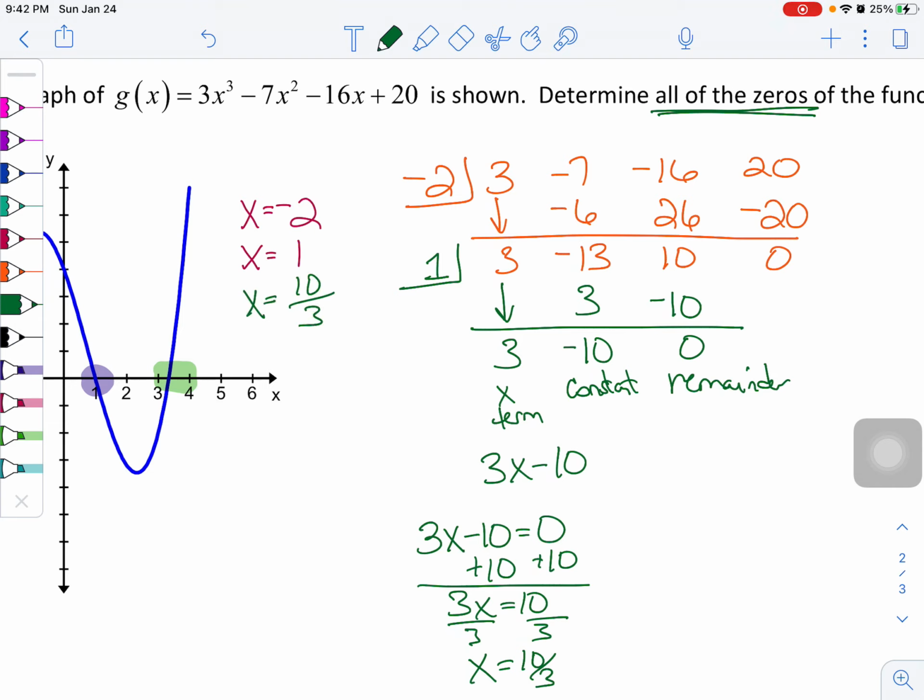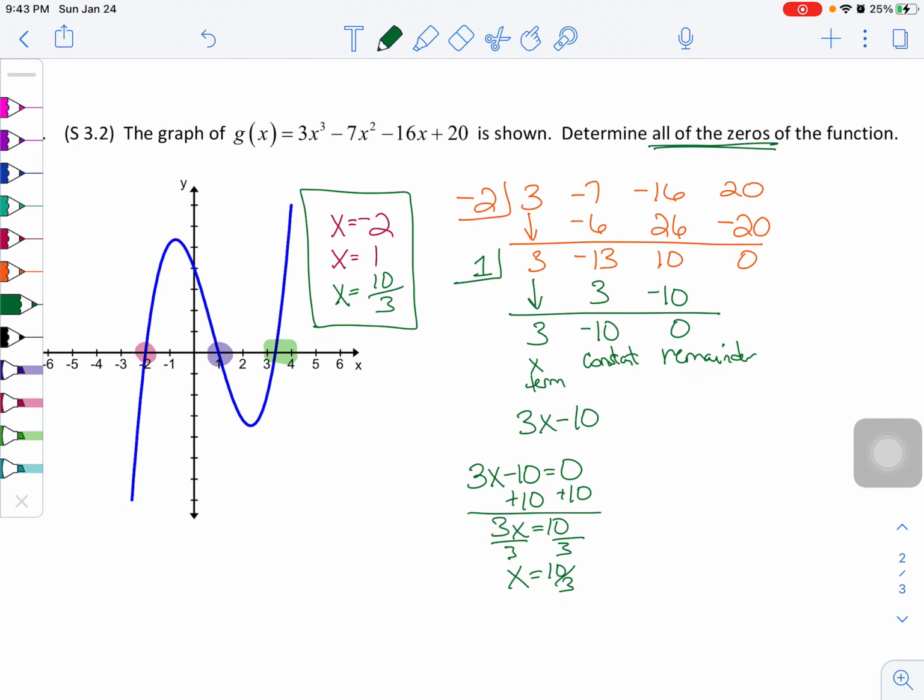And I am actually completely content with you leaving that answer in fraction form. In fact, I'd prefer it that way, unless the directions specifically say to give me a decimal. So the 3 zeros of this function are x is equal to negative 2, x is equal to 1, and x is equal to 10 over 3. 2 of those you knew just by looking at the picture. And honestly, 10 over 3 in decimal form is 3.33, which makes sense if you do look at the graph. But we didn't know exactly where it was just by looking at the graph.